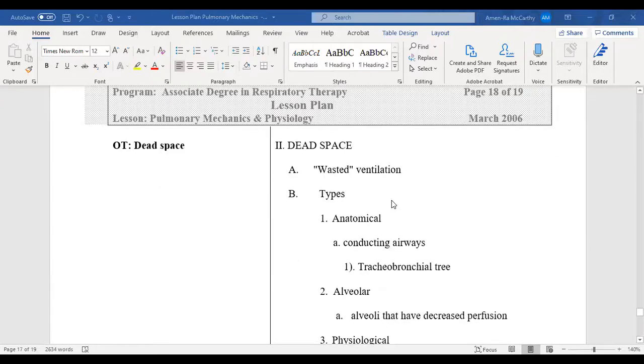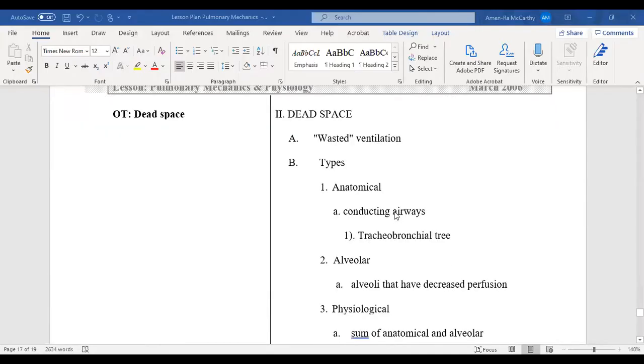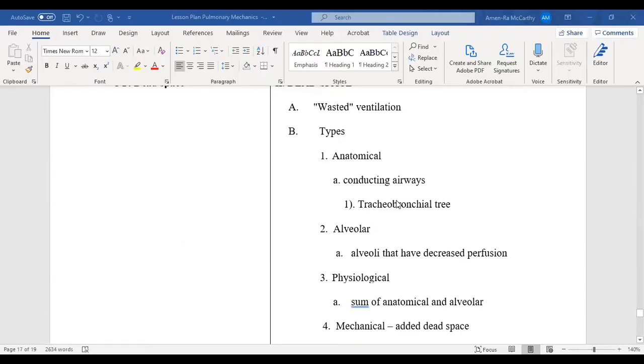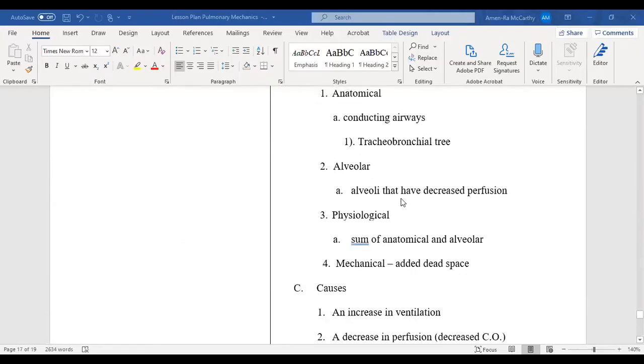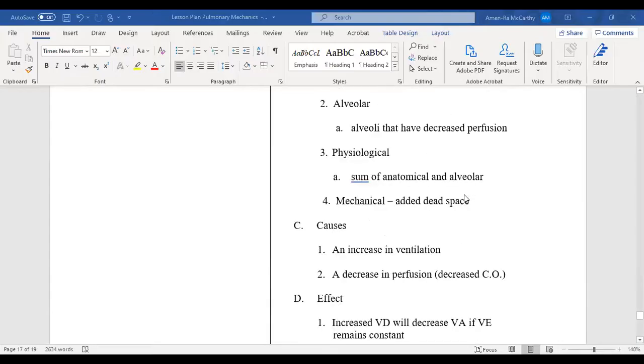Okay? And here's the dead space. We already talked about this part. I told you the dead space: you have anatomical, which we know is in the conducting airways. Alveolar is the alveoli that have decreased perfusion, right? You've got air but no blood. That's alveolar dead space. Physiological dead space would be a sum of anatomical and alveolar.